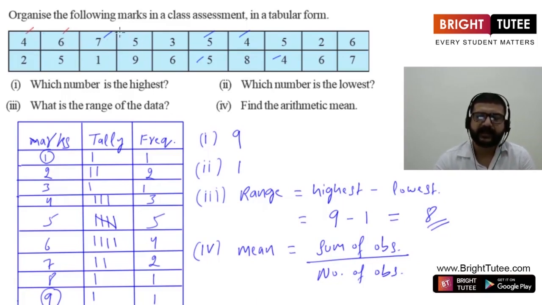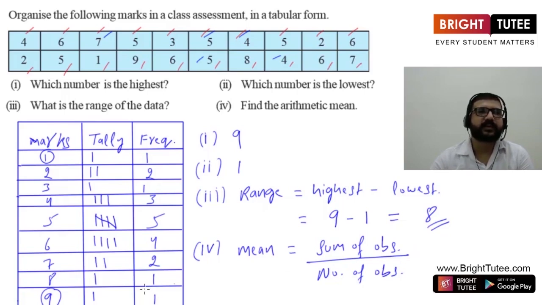So 4 plus 6 is 10, 10 plus 7, 17, 17 plus 5, 22, 22 plus 3, 25, 25 plus 5, 30, and 30 plus 4 will give us 34, 34 plus 5, 39, 39 plus 2, 41, 41 plus 6, 47, 47 plus 2, 49, 49 plus 5, 54, 54 plus 1, 55, 55 plus 9, 64, 64 plus 6, 70, 70 plus 5, 75, 75 plus 8, 83, 83 plus 4, 87, and 87 plus 6, 93, 93 plus 7 will give us 100.